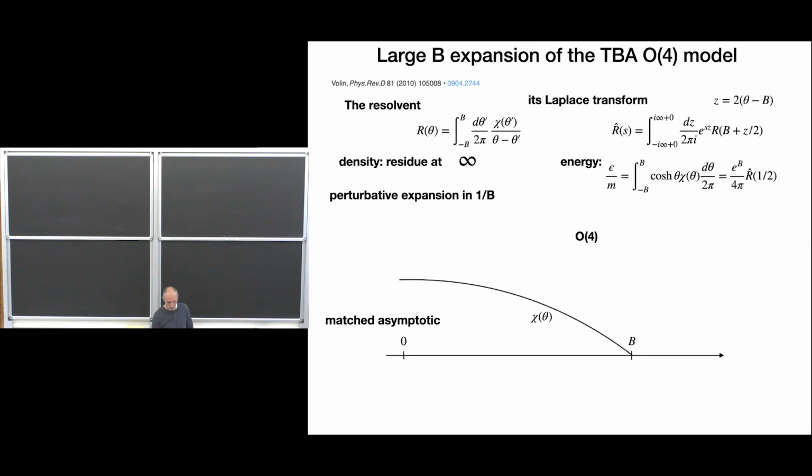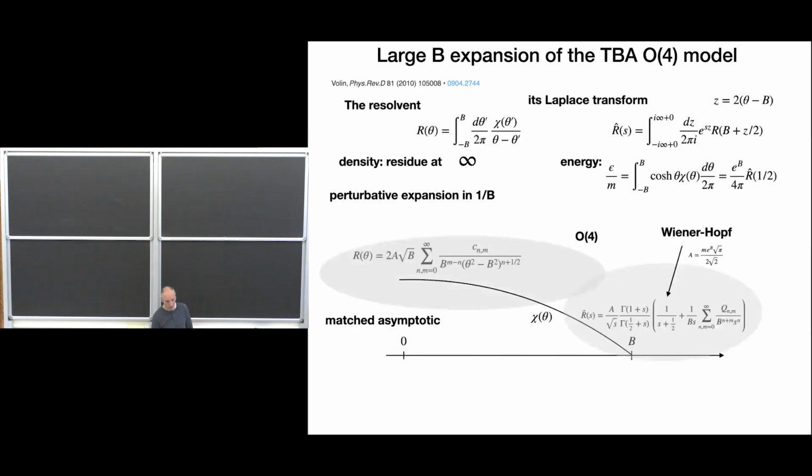It's also good to make a Laplace transform of the resolvent. The Laplace transform of the resolvent will contain information about generalized observables. In particular, the energy density can be obtained at a particular point of the resolvent.